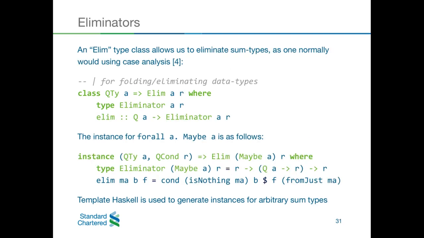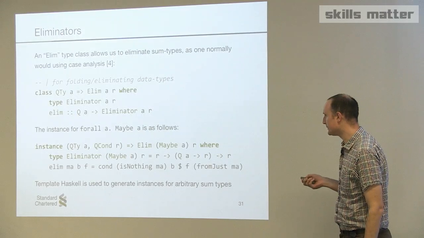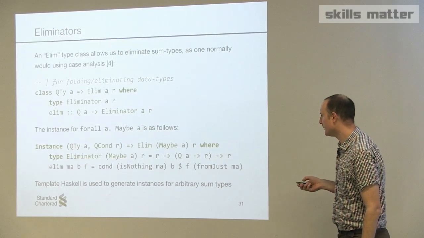Eliminators, well, that was for product types. For sum types, we need something a little bit more complicated. We need to generate fold functions, as I showed you in examples. This class has an associated type because the fold function has an argument per case alternative in the sum type. So you can see for Maybe there are two here, that alternative and that alternative. Again, there's Template Haskell to generate these.